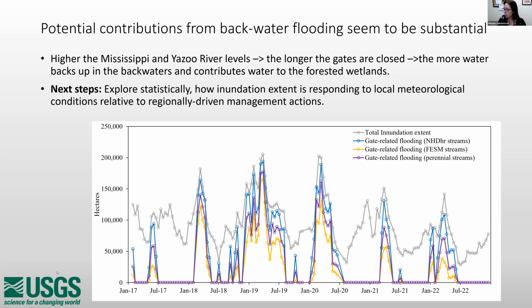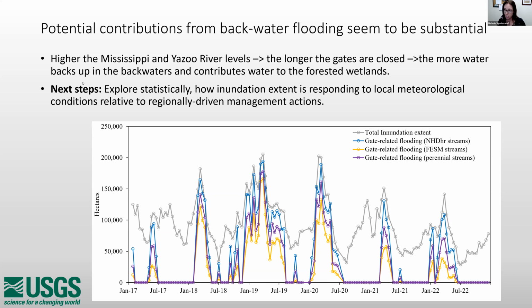And we can also look at that over the time series and quantify that water in relation to the total surface water extent for this area. And what we see, 2019, of course, was a year with a ton of flooding across the Midwest. And we see that the higher the Mississippi and the Yazoo River levels, the longer the gates are closed, the more water backs up into the backwaters and contributes water to the forested wetlands.